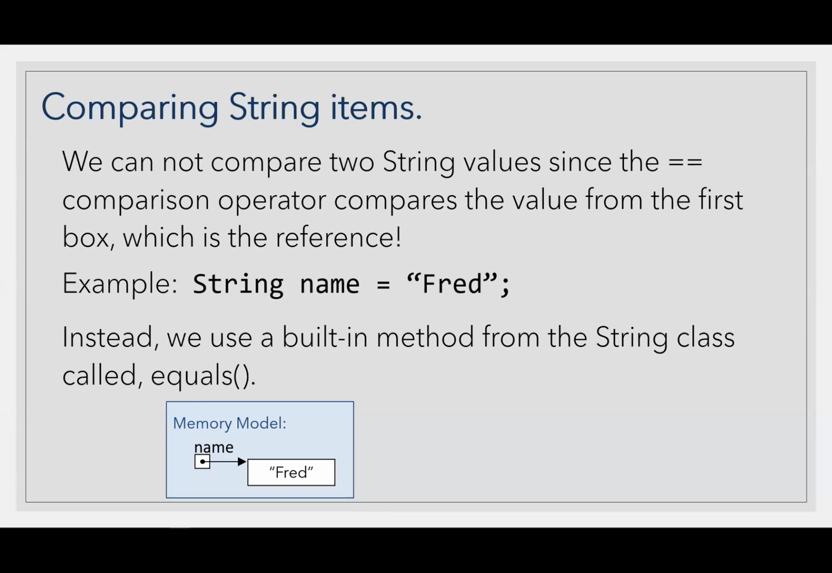I want to talk about comparing string items. We know that we should be using the .equals when we're comparing string values, but do we really understand what's going on?